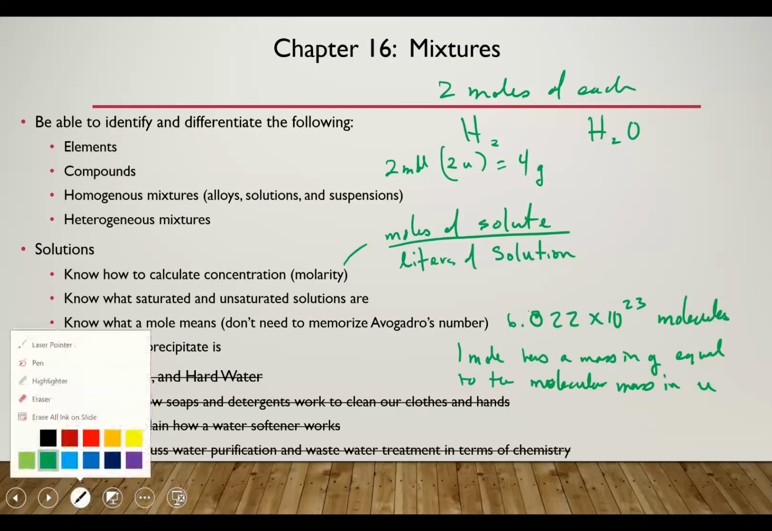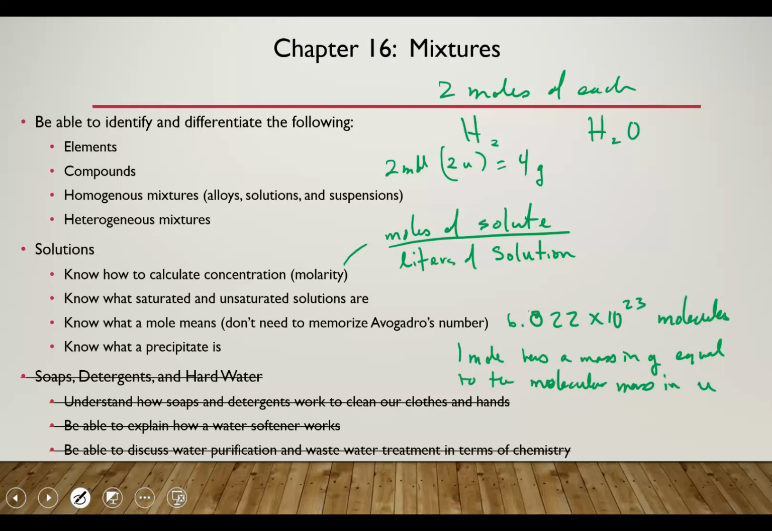Whereas the water, H is 1, O is 16, so 2 times 1 plus 16 is 18. I'm going to have 2 moles times 18 atomic mass units. 2 times 18 is 36 grams. And so obviously 36 grams is bigger than 4 grams. We didn't talk about soaps and detergents, so moving on.